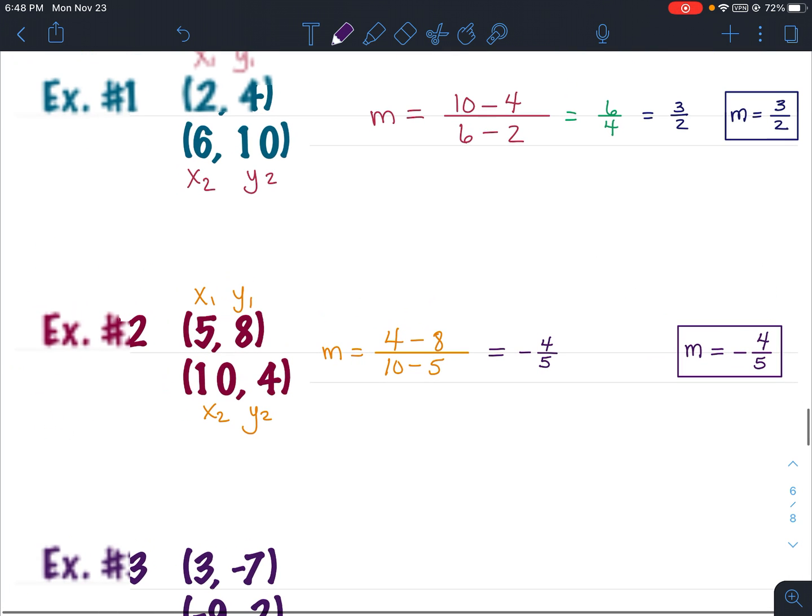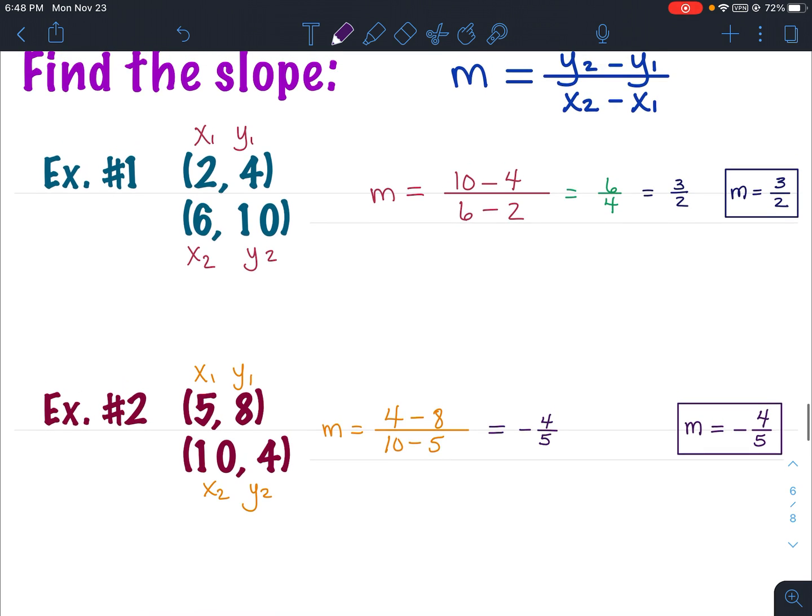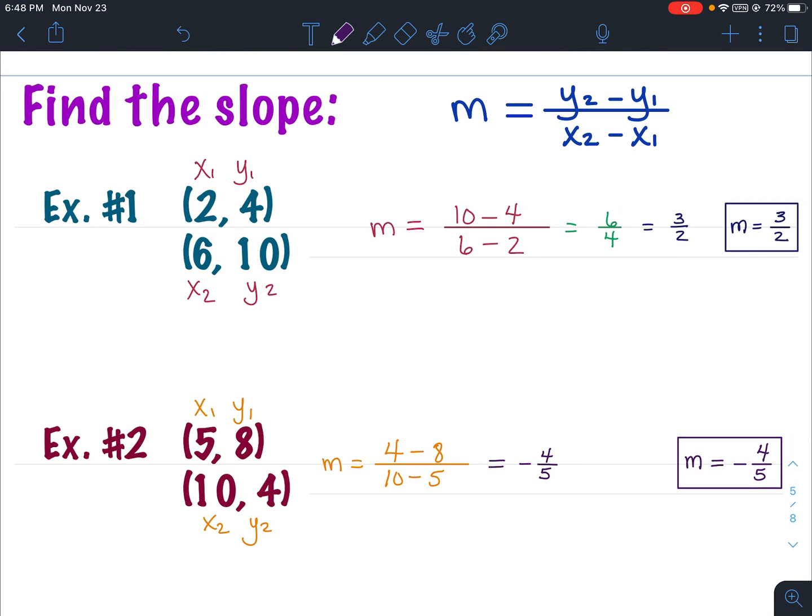All right. So that's for examples 1 and 2. If you have any questions on those two problems, please let me know.